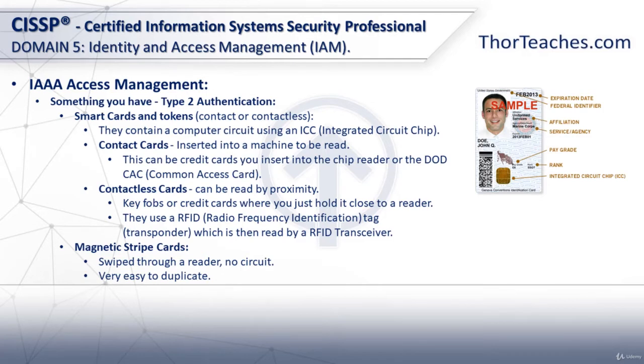These can be the credit cards we use, where you insert them into the chip reader, or it can be the DoD CAC, the Common Access Card. Again, insert it into a reader, then you enter your username and password, providing multi-factor authentication. Contactless cards are read by proximity. That can also be credit cards. Many of them have the little RFID chip, or radio frequency identifier, which is then read by the RFID transceiver.